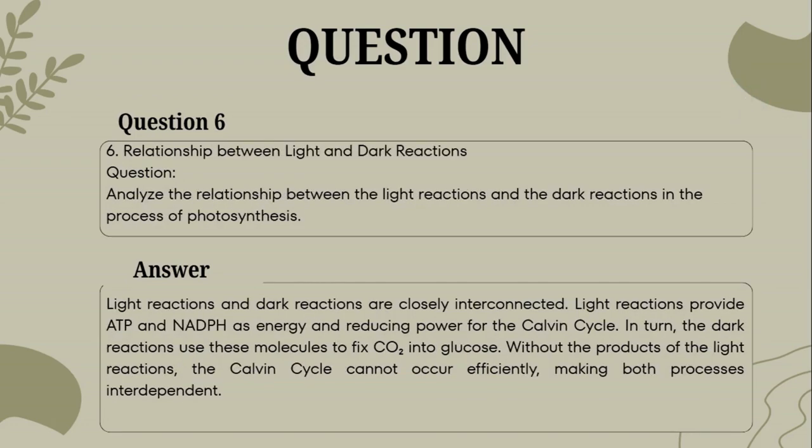Next question. The relationship between light and dark reaction. Analyze the relationship between the light reaction and the dark reaction in the process of photosynthesis. Light reaction and dark reaction are closely interconnected. Light reaction provide ATP and NADPH as energy and reducing power for the Calvin cycle. In turn, the dark reaction use these molecules to fix CO2 into glucose. Without the products of the light reaction, the Calvin cycle cannot occur efficiently, making both processes interdependent.